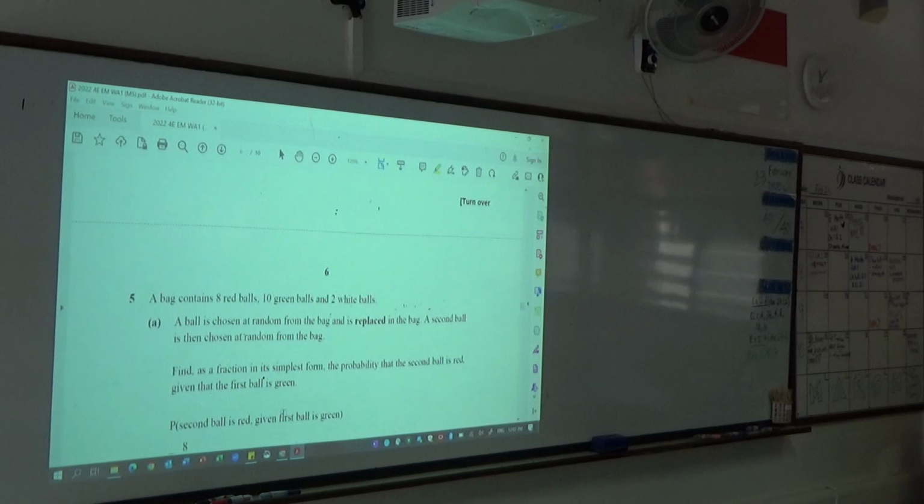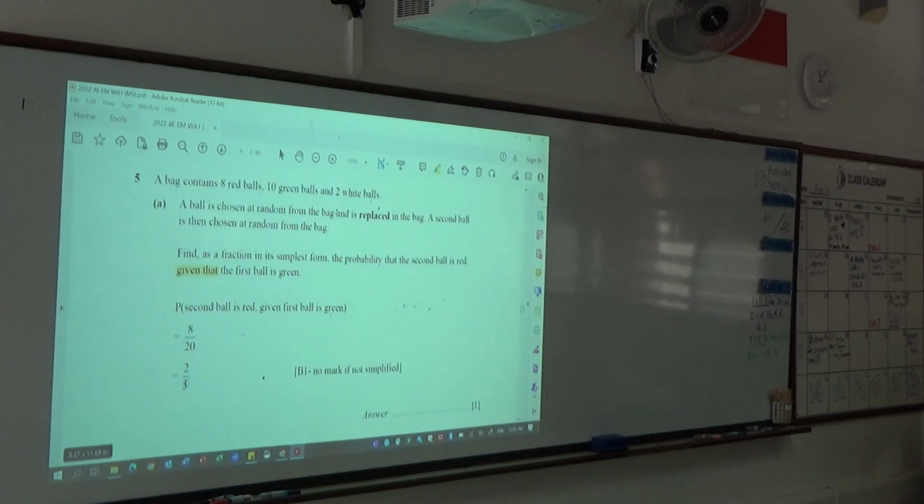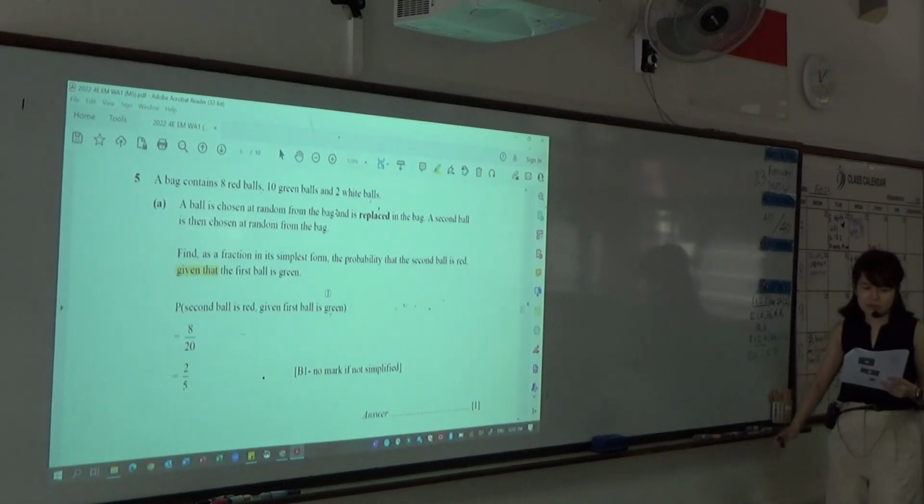Question 5. This one I definitely said before, on your SLS, home-based learning. I gave you all this, and when you came back I also said it before. But I think more than half the class did not get this mark. I said about what "given that" means already.